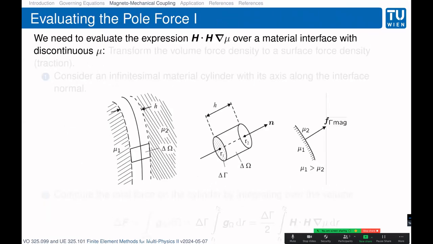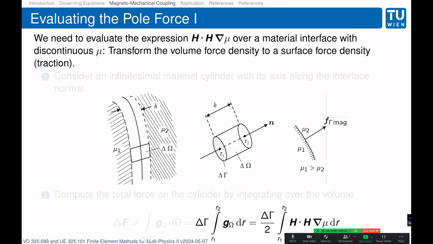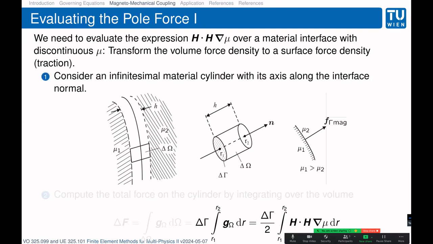The other tricky part is the evaluation of the pole force. We've seen we had the gradient of the permeability in there, so gradient mu over the material interface. So the idea is to transform the force density into a surface traction that we can then evaluate over the surface. And I'll just highlight the steps here.